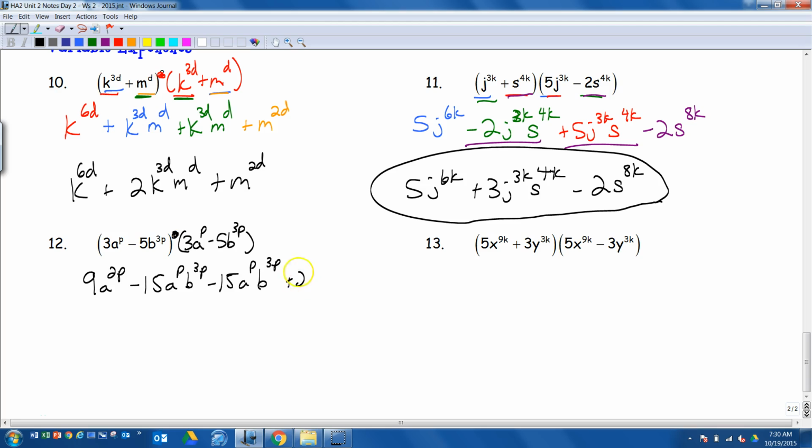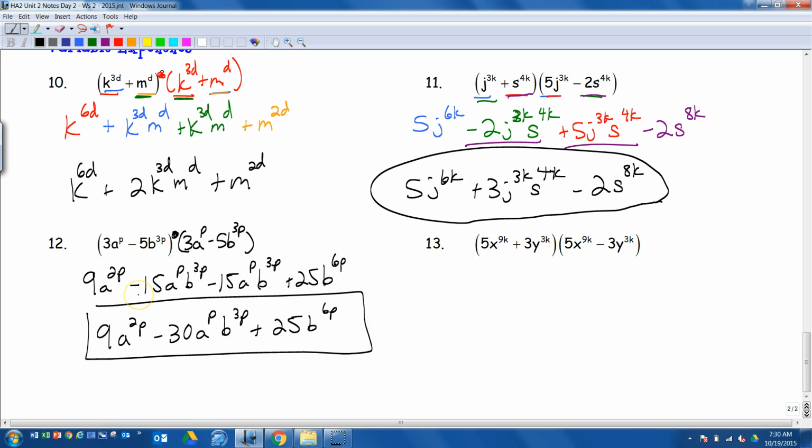And finally we get a plus 25. And then when you add the exponents together, you get 6p. So b to the 6p. Alright, so we get 9a to the 2p minus 30 a to the p, b to the 3p, and then plus 25 b to the 6p. Okay. So there's my final answer.